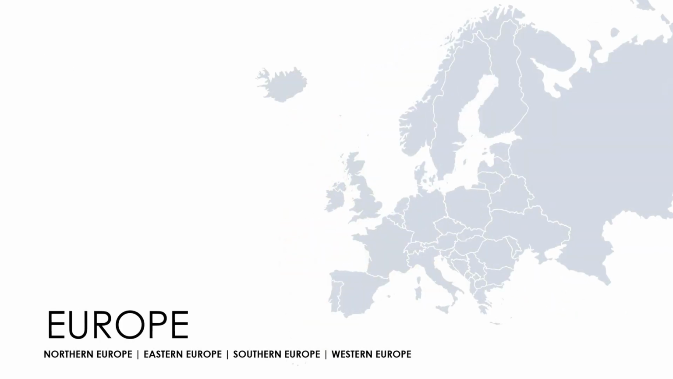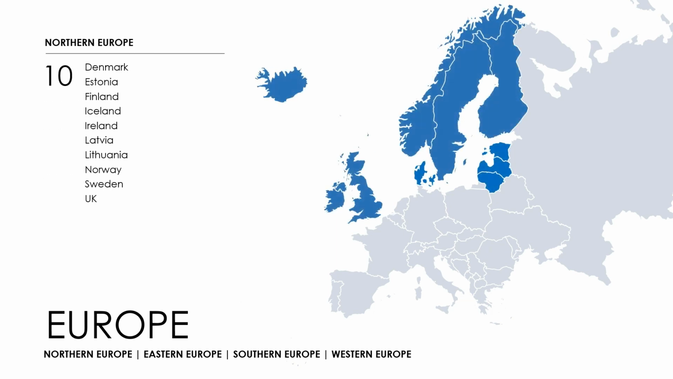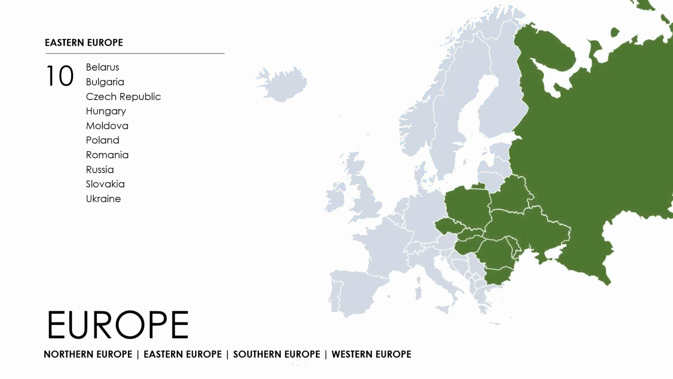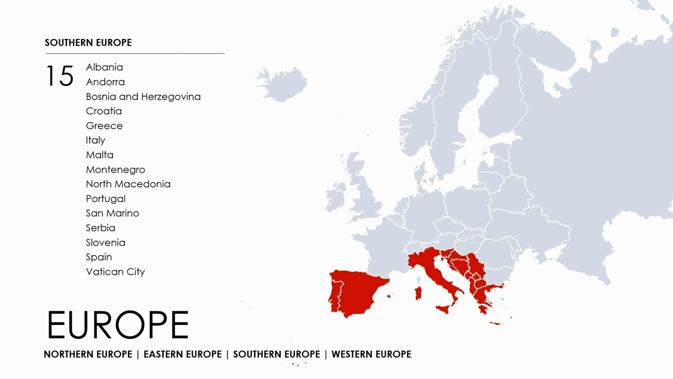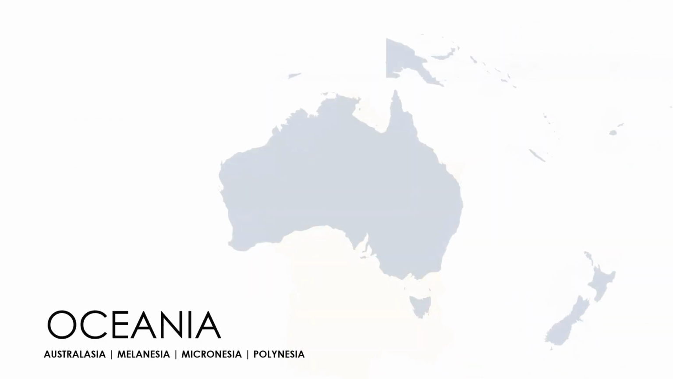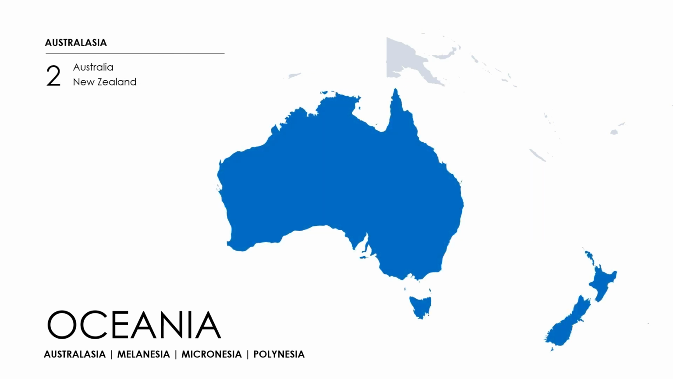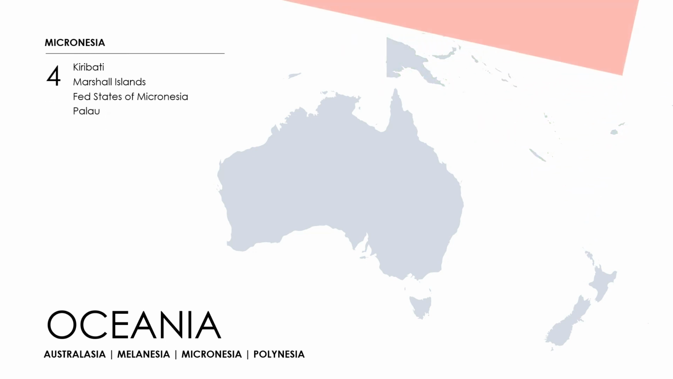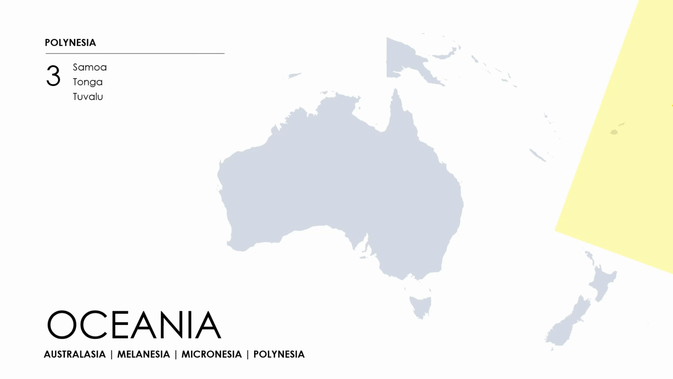Internet search identifies 4 to 7 subregions in Europe, but generally 4 major ones are Northern Europe with 10 countries, Eastern Europe, also with 10 countries, Southern Europe with 15 countries, and Western Europe with 9 countries. Oceania is made up of 4 subregions. They are Australasia, which is made up of Australia and New Zealand, Melanesia with 5 countries, Micronesia with 4 countries, and lastly, Polynesia, represented by Samoa, Tonga, and Tuvalu.